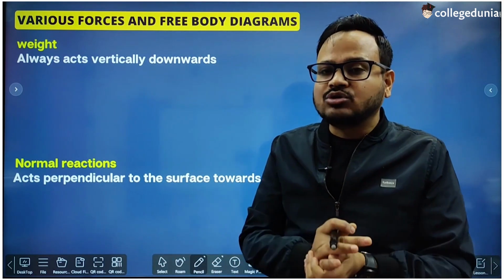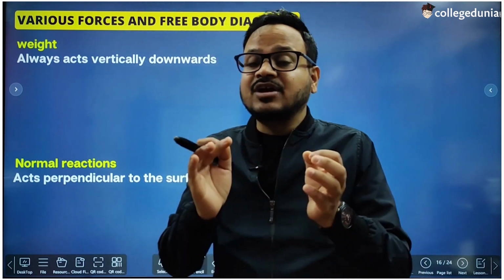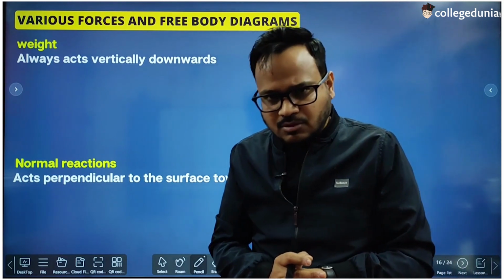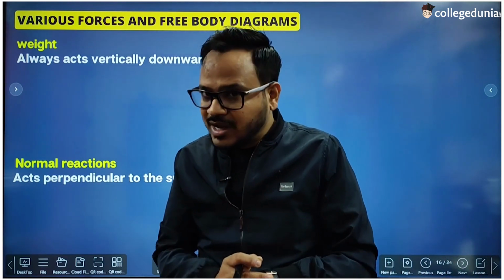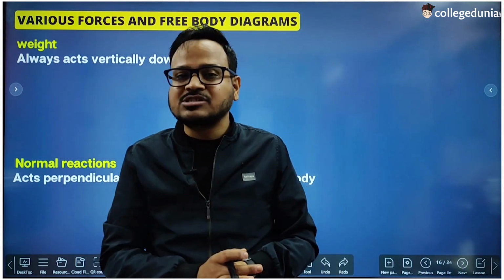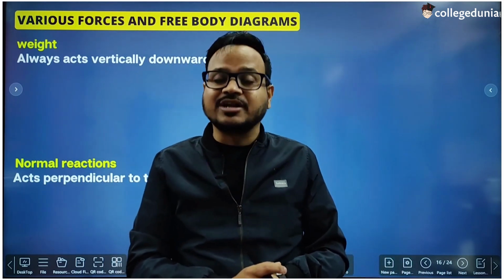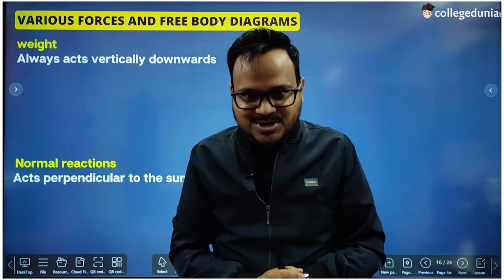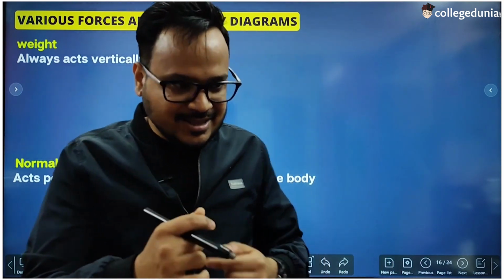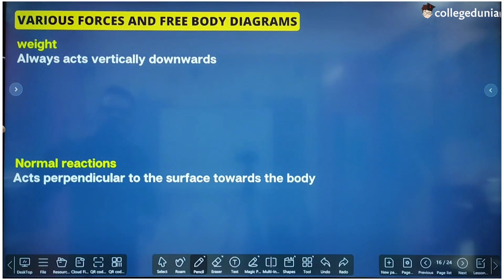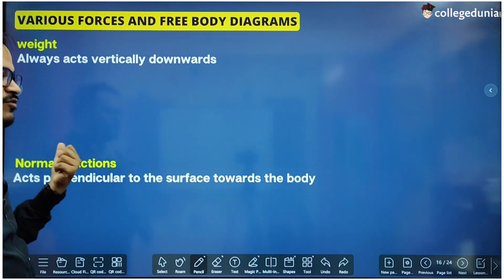We have to think about those forces by ourselves, and we have to apply those forces on the objects, and we make free body diagrams, and on the basis of those free body diagrams we make equations using Newton's second law of motion, and after that we solve the question. So there is a series of steps. So let's start with the forces first. What are the different forces that we have to apply?